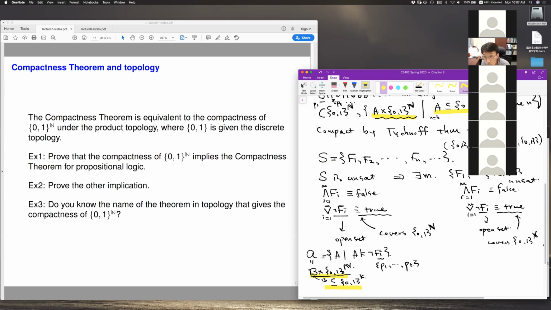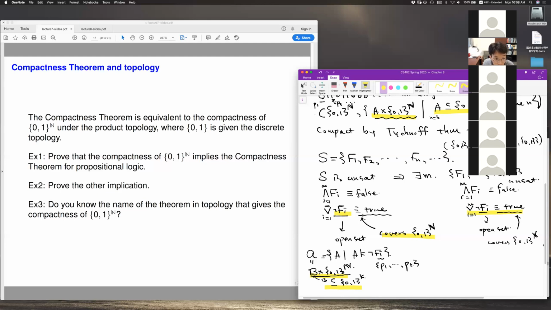So if we have a collection of formulas that is unsatisfiable, then if you take the negations, each negation becomes an open set, and the disjunction corresponds to the union. So the union of these open sets is equal to everything, which means this collection of open sets covers the entire space {0,1}^N. And then compactness in topology says you can find a finite subcover. That finite subcover gives a finite subset F1 up to Fm, which satisfies this condition.